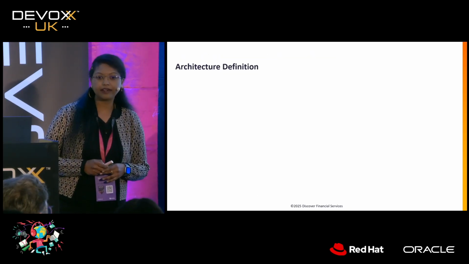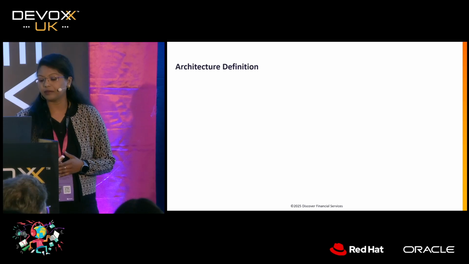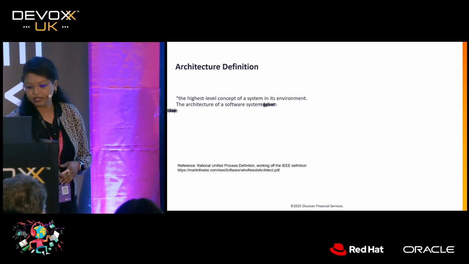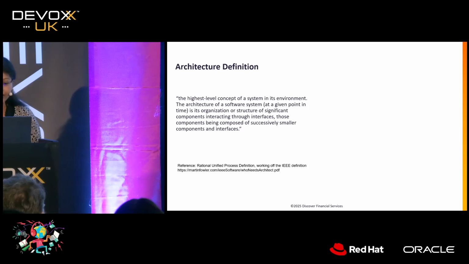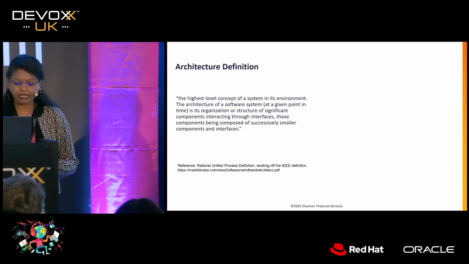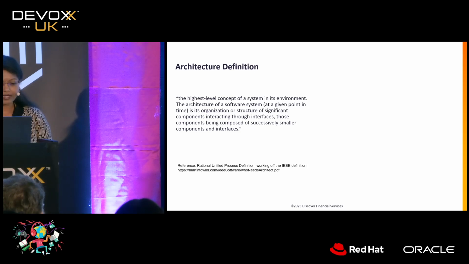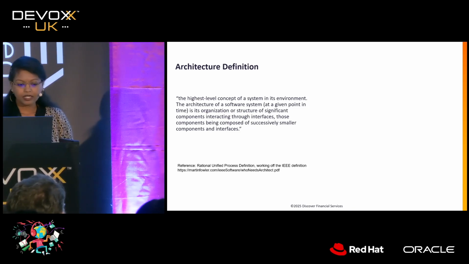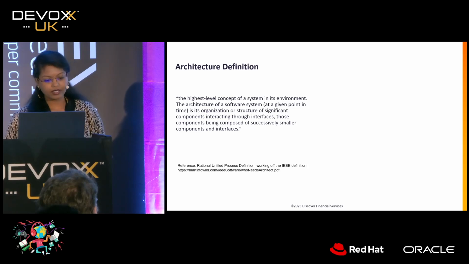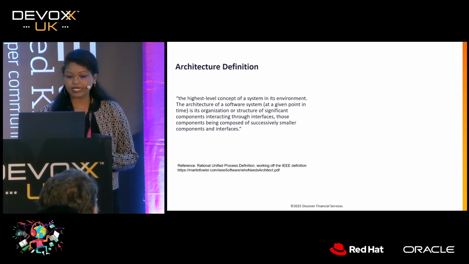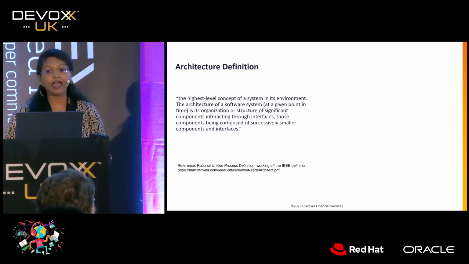Right, so let's see if we can crack one of the formal definitions. This is from Rational Unified Process, adapted by IEEE. What does it say? So architecture is the highest level concept of a system in its environment. The architecture of a software system at any given point of time is its organization or structure of significant components interacting through interfaces. Those components being composed of successively smaller components and interfaces.